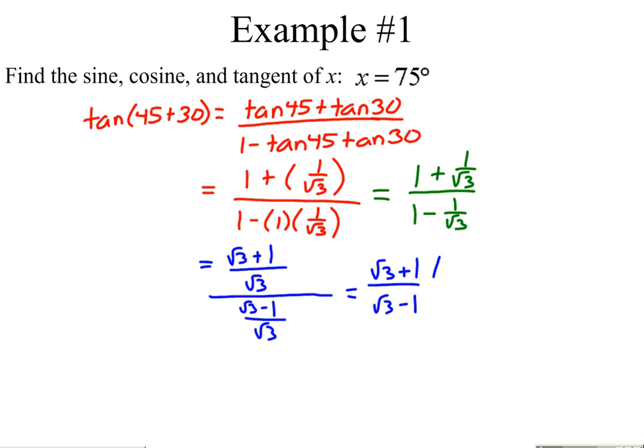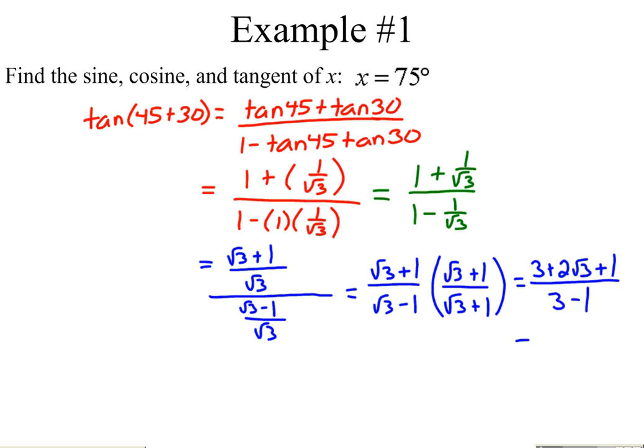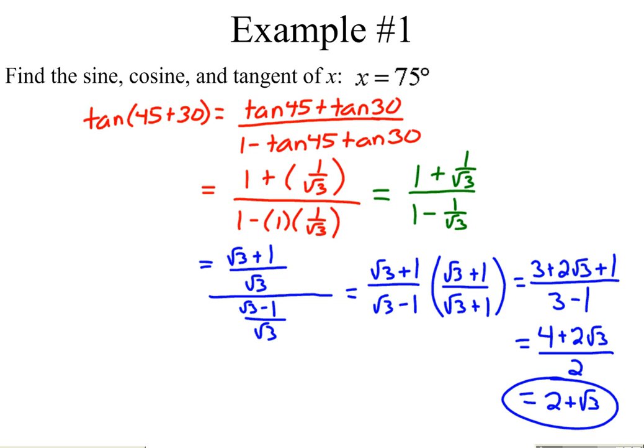Need to rationalize. We rationalize this time by multiplying by the conjugate. Up top, it's just going to become a FOIL situation. We get 3 plus 2 root 3 plus 1. Bottom, conjugate pairs, first thing squared minus the second thing squared. Continue simplifying. Up top, 4 plus 2 root 3 all over 2. And finally, we can take a 2 out of everything, and we're left with 2 plus root 3. There's the exact solution for the tangent of 75 degrees.